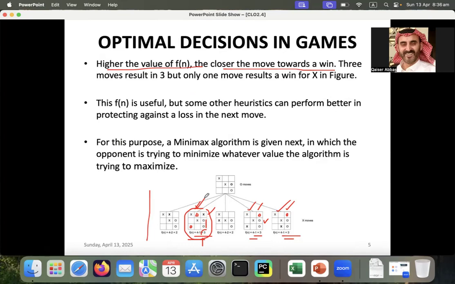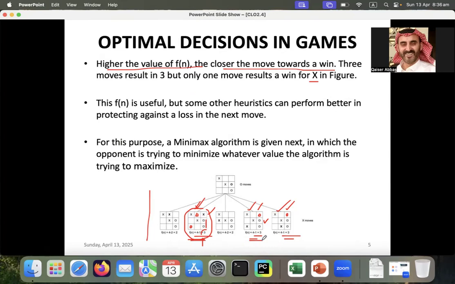So if you are considering more the max player or the X player, then you can say this question is not good for me. But this f of n is a simple equation, okay? Still it is useful, but it is a simple equation. If you can build some better equation, then you can get these results in a better way.